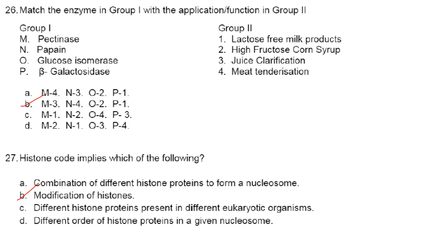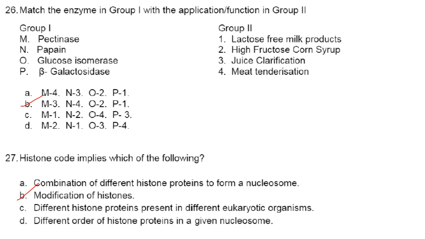Then match the enzyme in group 1 with the application in group 2. Pectinase is juice clarification, papain is meat tenderization, glucose isomerase is high fructose corn syrup, and beta galactosidase is lactose-free milk products. So the answer is M3N4O2P1. Answer is option B.